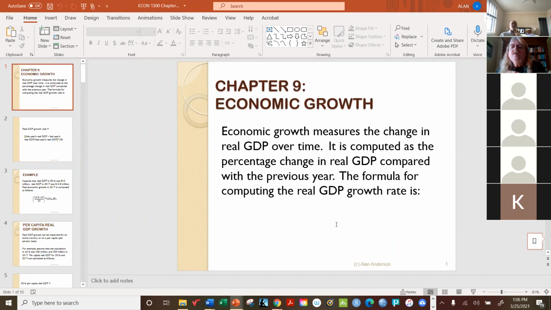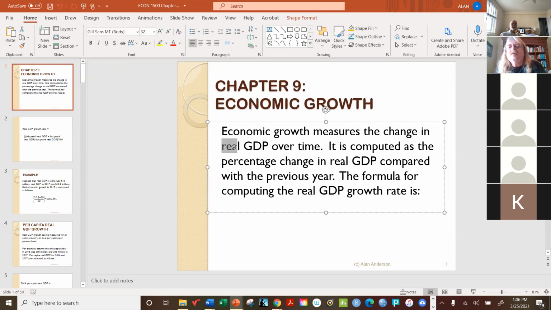So basically what we're concerned with here is how quickly real GDP is changing over time. The magic word here being real, not nominal, because we know that when nominal GDP goes up, that could be due to an increase in output, but it could also be simply due to an increase in inflation. So we'd like to focus our attention on real GDP growth.